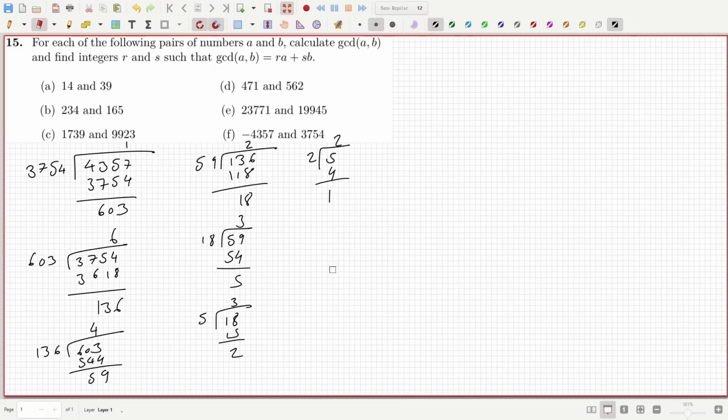GCD is 1. All right. So we can say 1 equals 5 minus 2 times 2.